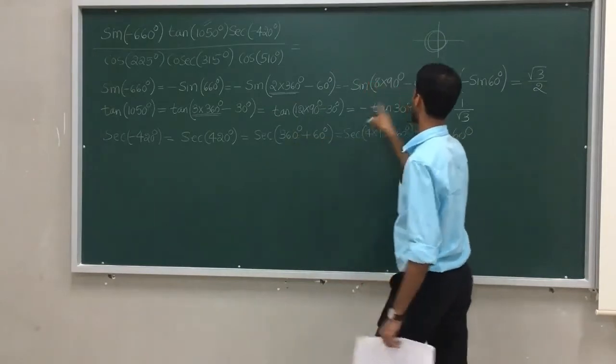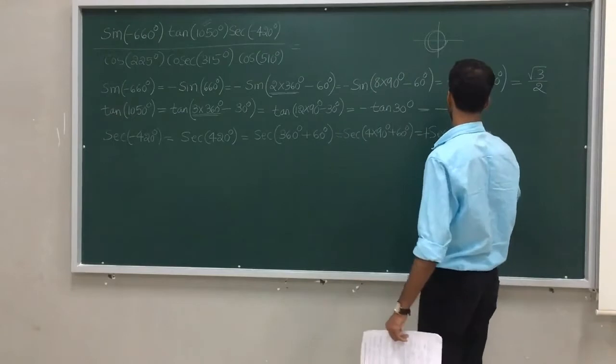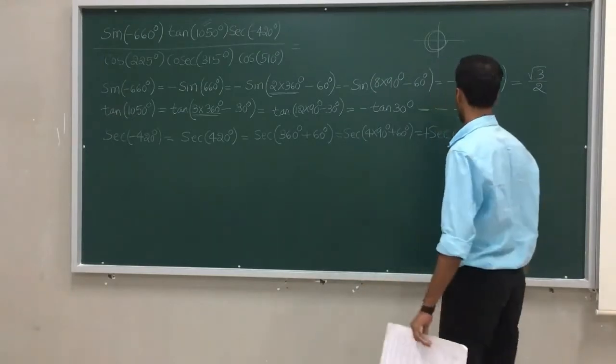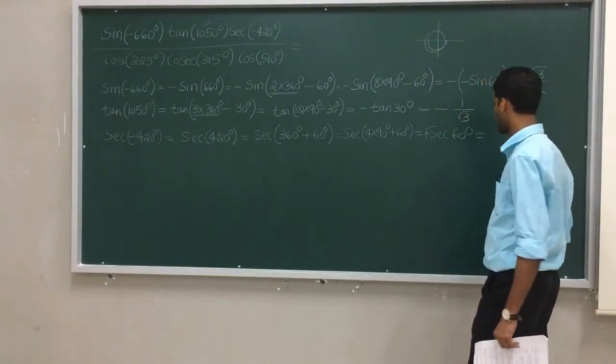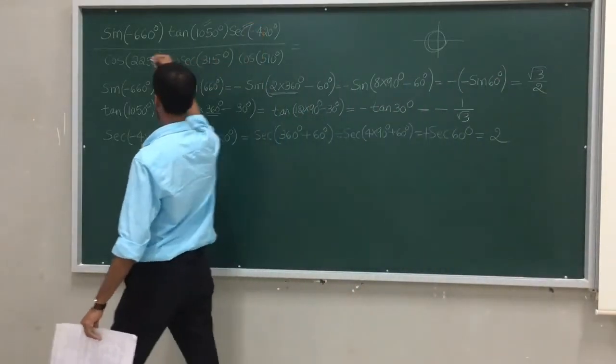360 plus theta: 360 means 1 rotation, plus means first quadrant. In first quadrant sec is positive. So sec 60 is given by 1 by cos 60. Cos 60 is 1 by 2, so 1 divided by 1 by 2 is 2. Okay, so I got the answer for this. We will move on to the next thing.